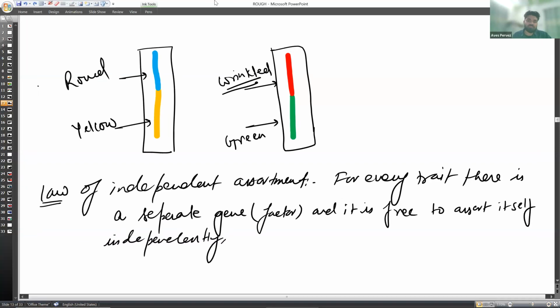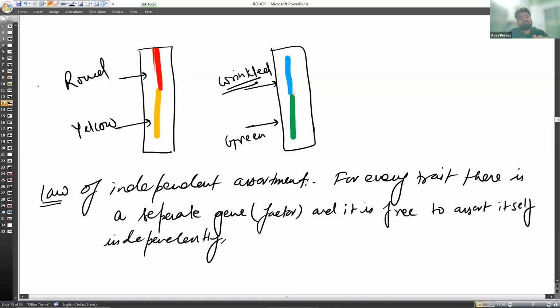Okay. This is possible. This one goes to this one, and this one comes to this one. So the two new recombinant characters are only possible if we have two separate genes, and they can freely assort themselves, meaning they can assort in any order they wish. It is not bounded that the round gene will always remain with the yellow. No, it is not fixed. The round gene can go with the green color, and the yellow gene can also go with the wrinkled color.